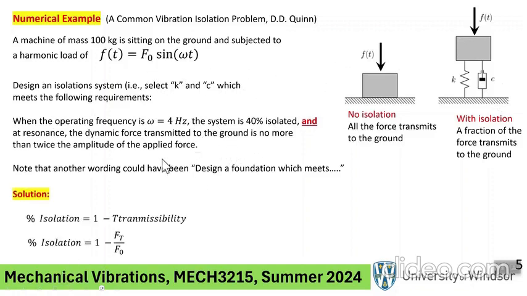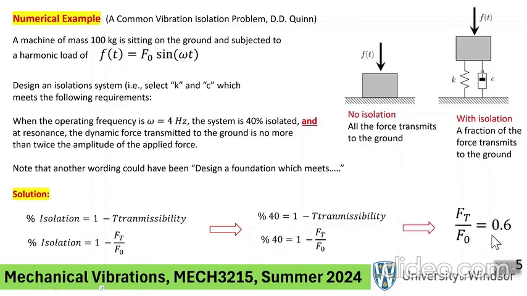So let's write down one more time what we said. We are told that percent isolation is 40%. So immediately we find Ft over F naught, or transmissibility. The transmissibility by definition, which is Ft over F naught, is 60%, or 0.6. That's one thing we want. And then at resonance, omega equal to omega n, or r equal to 1, we want this ratio to be 2. Just keep that in mind.